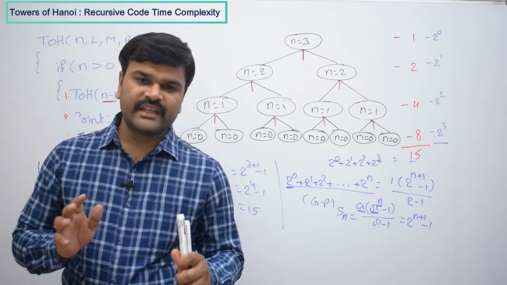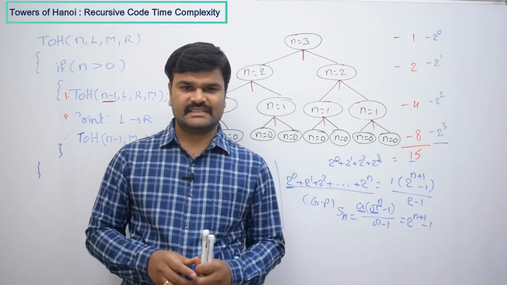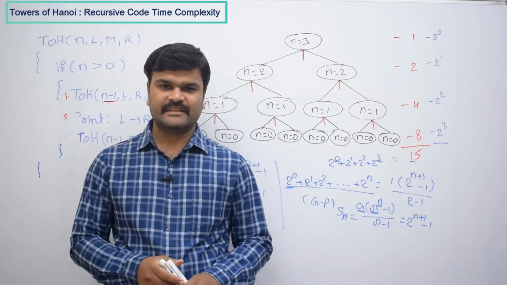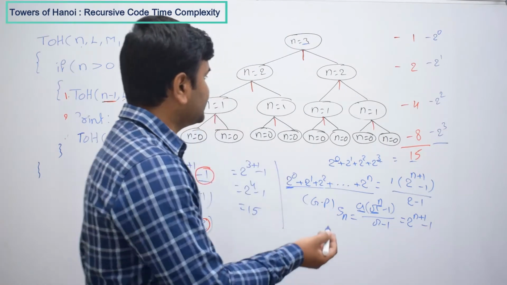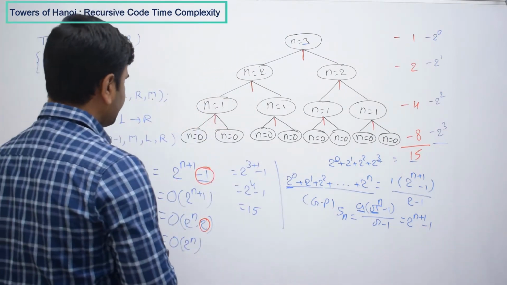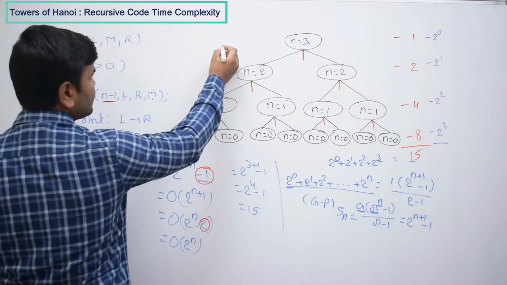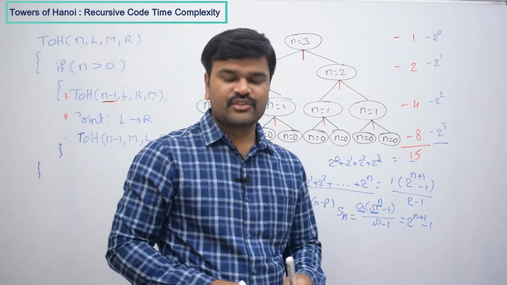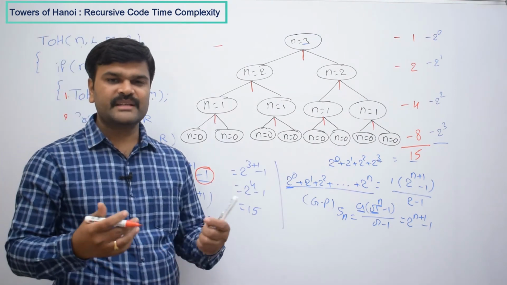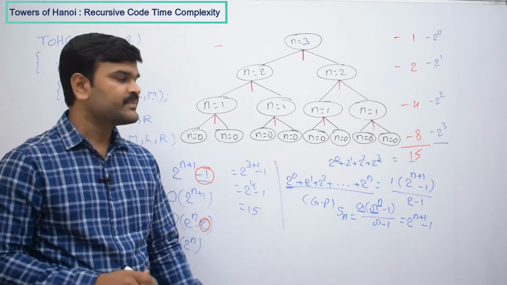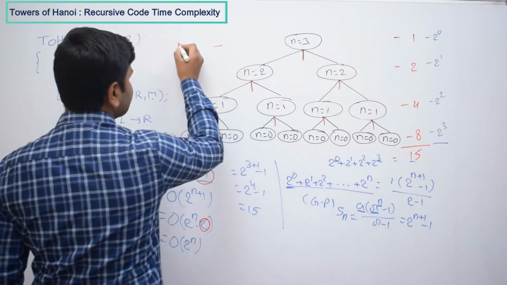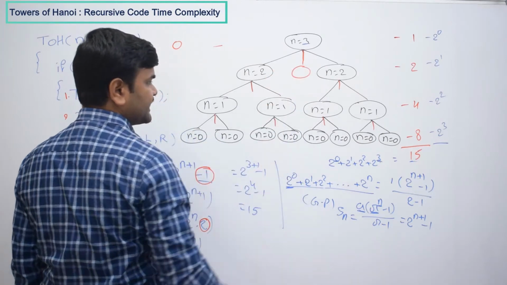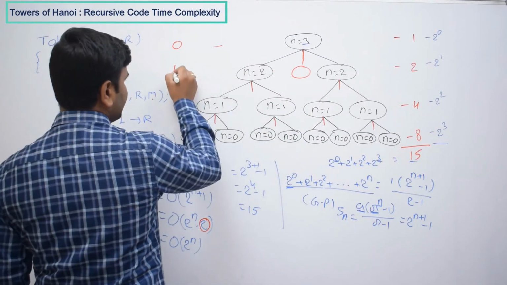Okay. And now, how many movements are there? Movements also you can analyze in the same way. If you observe the movements here, that means how many print statements there are. How do you observe how many print statements are there in each level? In the first level there is no print statement, 0. In the second level we have one print statement. So that is 1.